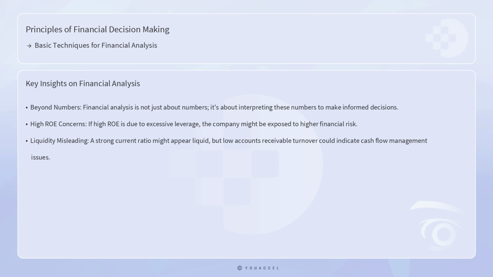Similarly, a company with a strong current ratio might appear liquid, but if its accounts receivable turnover is low, it could indicate potential issues with cash flow management. Therefore, a comprehensive financial analysis requires a nuanced understanding of how different financial metrics interact and impact each other.